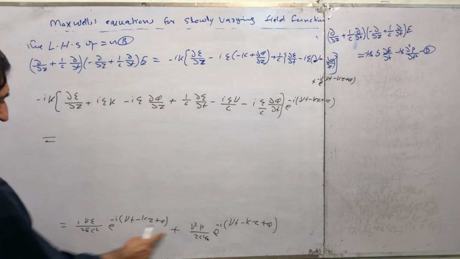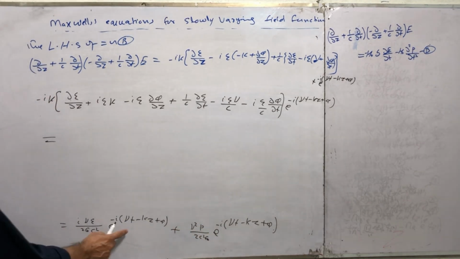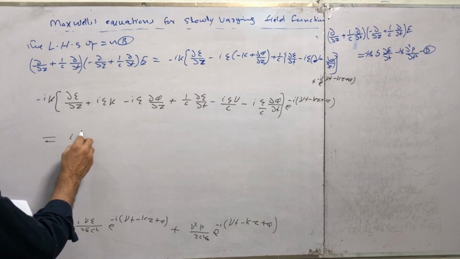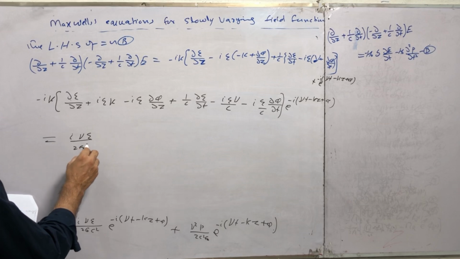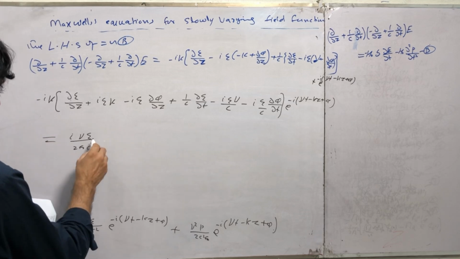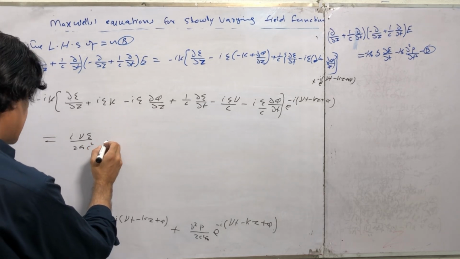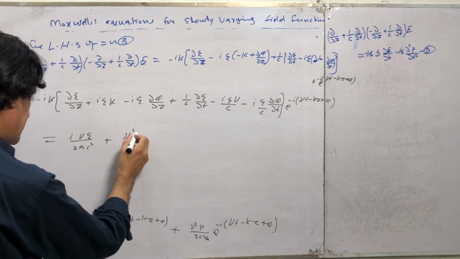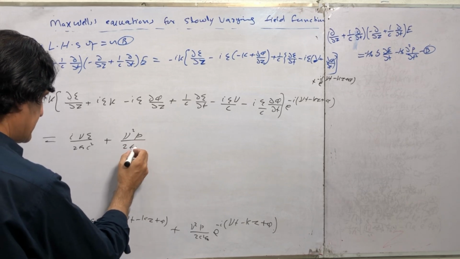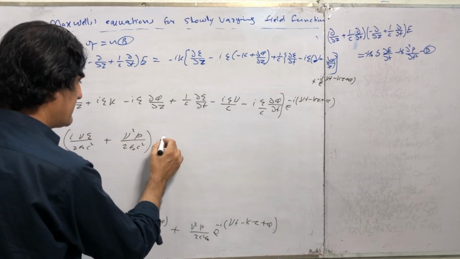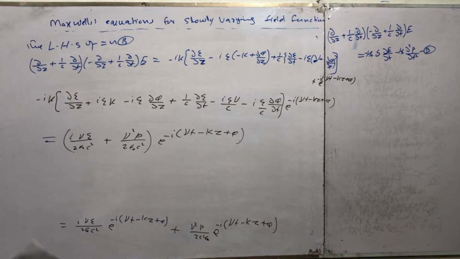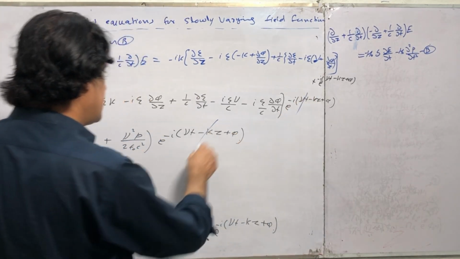Let me write and take this exponential term common, then we have iota nu e divided by 2 epsilon naught c square, and plus nu square p divided by 2 epsilon naught c square, and e to the power minus iota nu t minus kz plus phi. You can cancel out this and this.